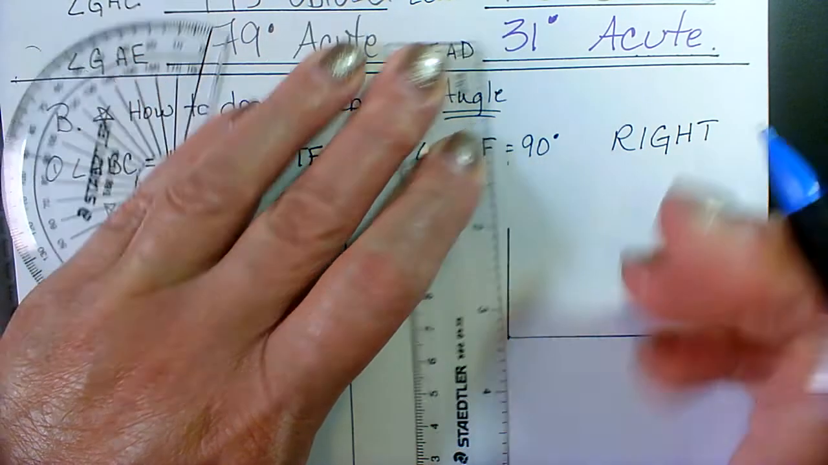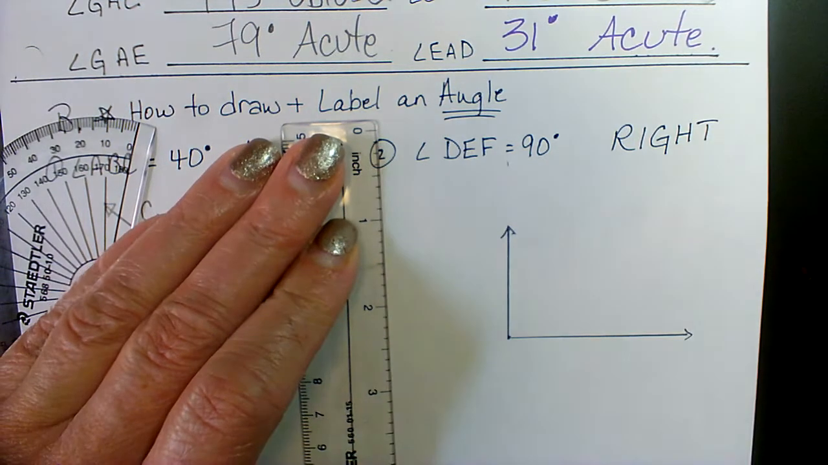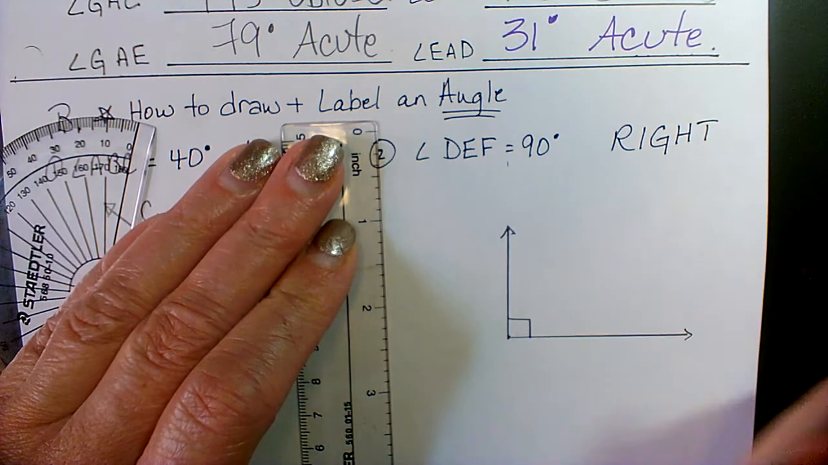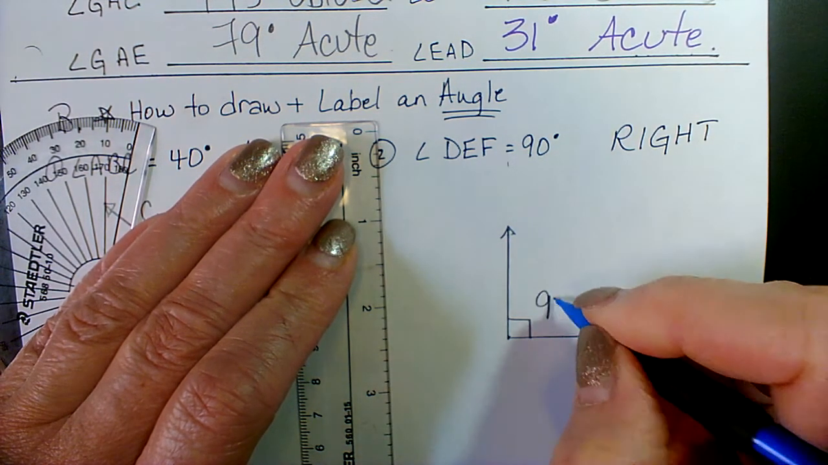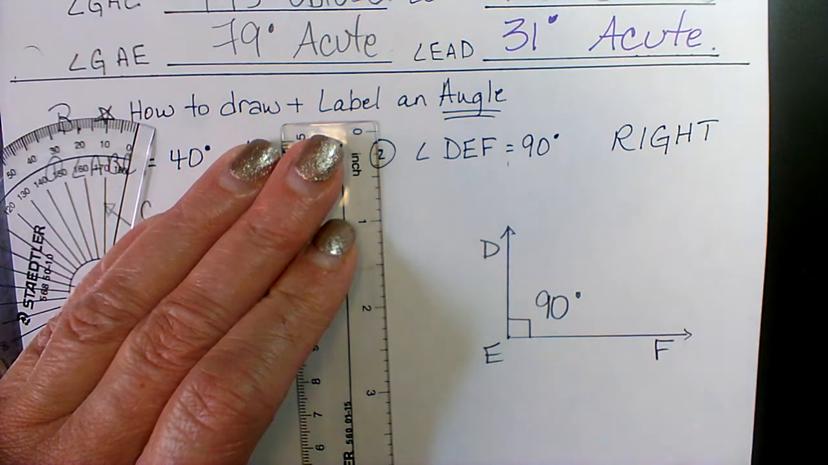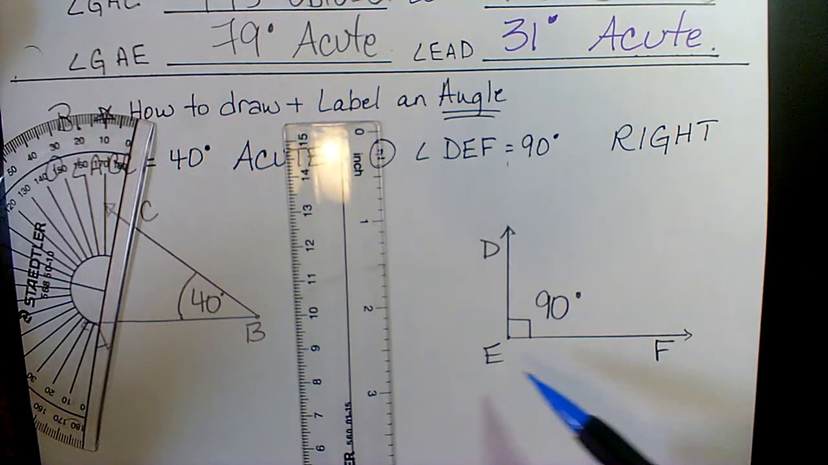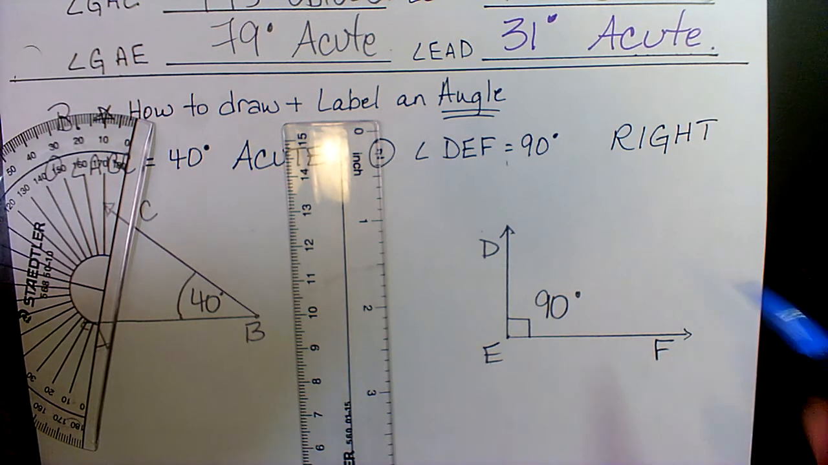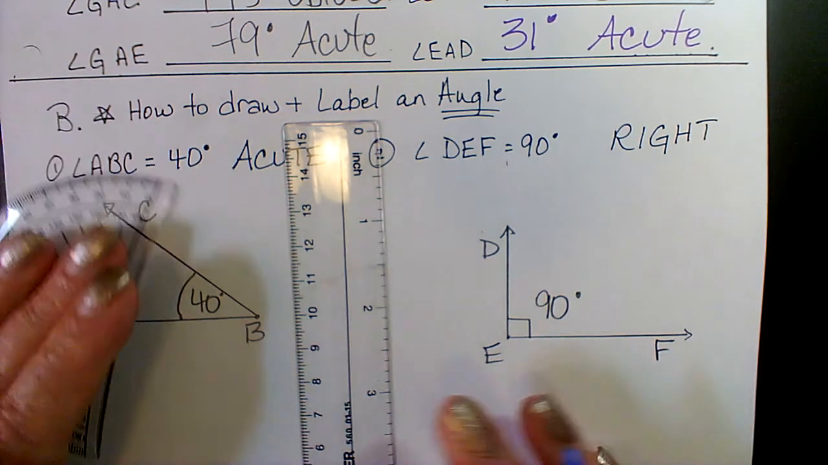Doesn't matter. Your line doesn't even have to meet up to that one. I'm going to stop it right there. Makes no difference. 90 is always represented by a square. 90 degrees, label D, E, F. And again, it doesn't matter which direction you go. This could be D, E, or F. Okay, as long as that one is E.